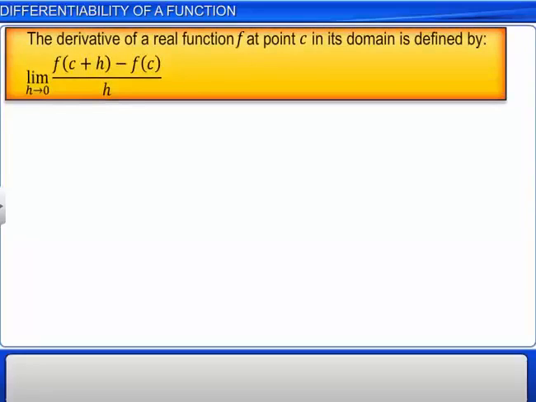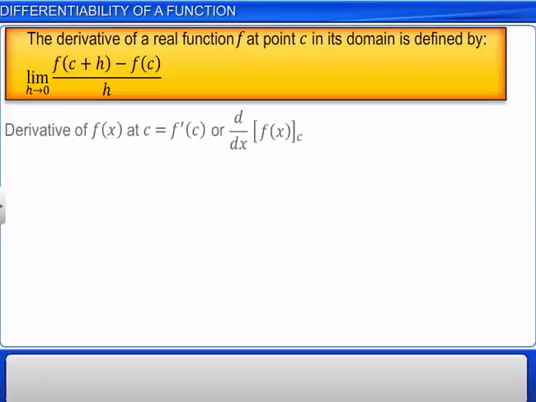The derivative of a real function f at point c in its domain is defined as the limit of f of c plus h minus f of c, whole divided by h, as h approaches 0, provided the limit exists. The derivative of f of x at c is denoted as f dash of c, or d by dx of f of x at c, or commonly as f dash c.